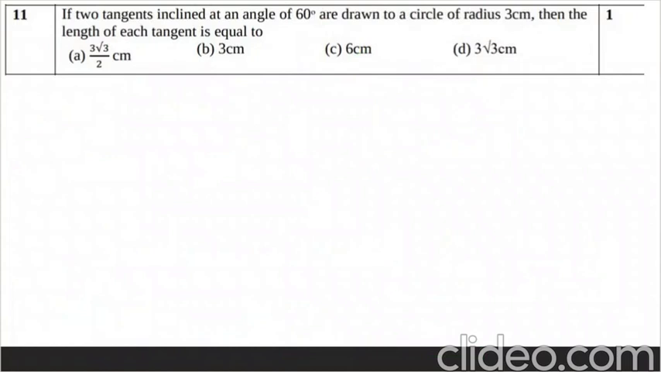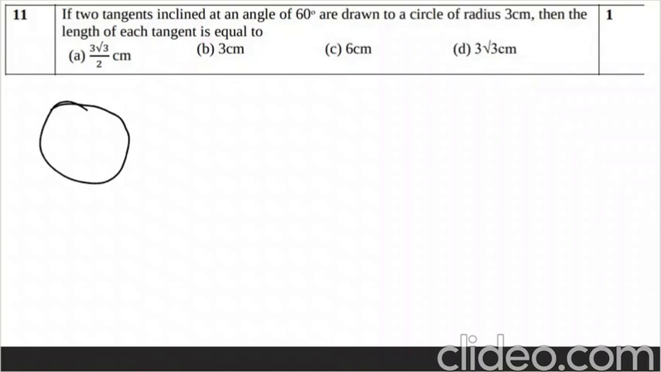Next question: if two tangents inclined at an angle of 60 degrees are drawn to a circle of radius 3 cm, then the length of each tangent is equal to how much? This question is all about drawing properly. First, two tangents, as in circle tangents. So let's draw a circle.